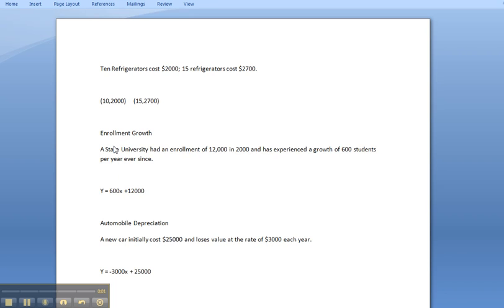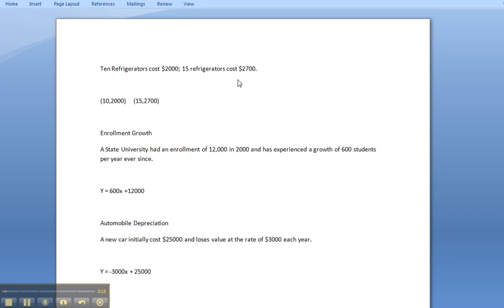Hello, let's write some equations in slope-intercept form from the given information. Here we have three different situations. Let's look at our given information. We have 10 refrigerators that cost $2,000. We have 15 refrigerators that cost $2,700.